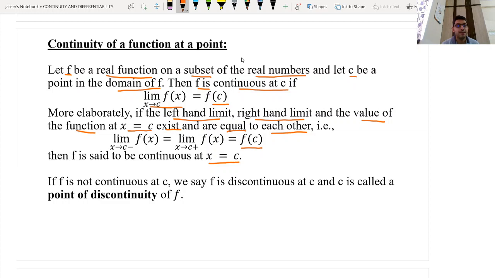If f is not continuous at c, then we say that f is discontinuous at c, and c is called a point of discontinuity of f. So when you are asked to find continuity at a particular point, you have to check for left hand limit equal to right hand limit, and even if the left hand limit and right hand limit are equal, that should be equal to the value of the function at c.